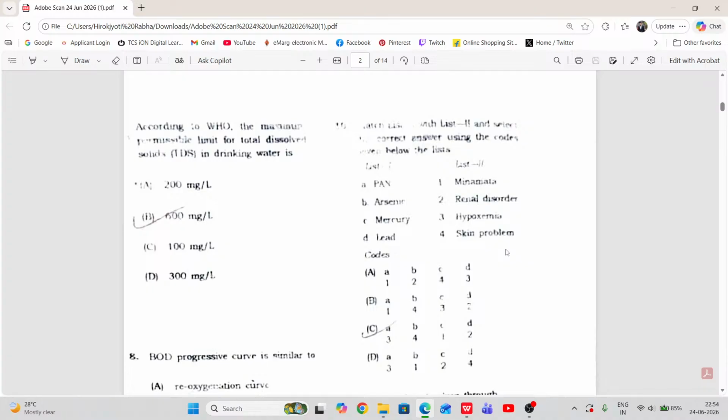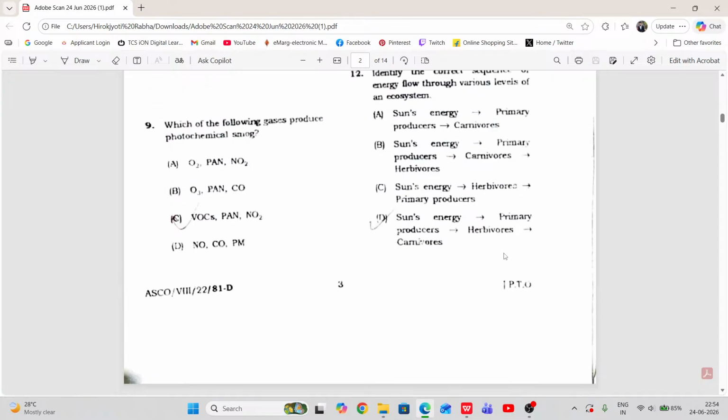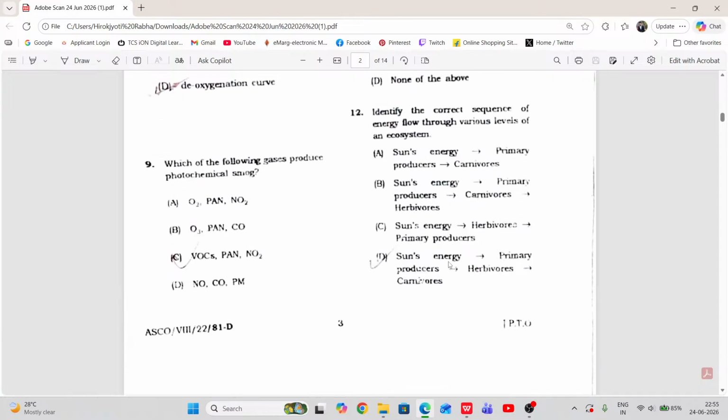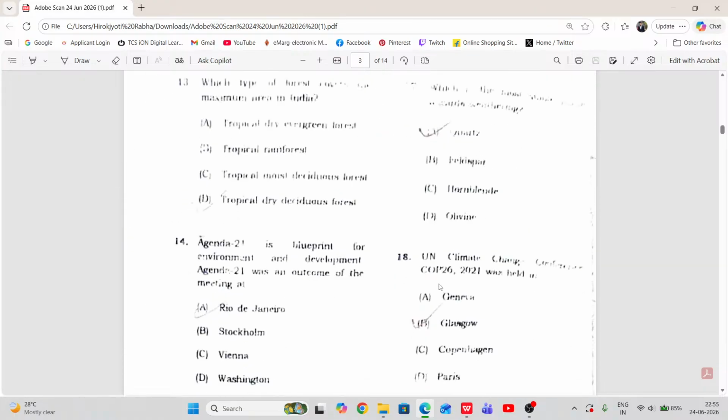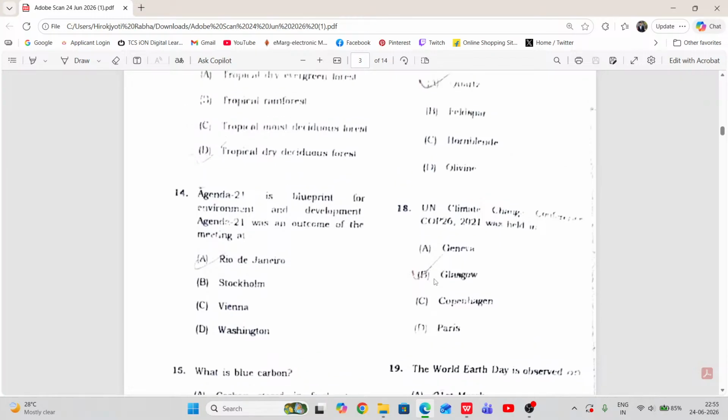Identify the correct sequence of the energy flow through various levels of an ecosystem. Sun energy, primary producer, herbivorous, carnivorous. Which type of forest covers the maximum area in India? Tropical dry deciduous forest. Agenda 21 is a blueprint for environment and development. Agenda 21 was an outcome of the meeting at Rio de Janeiro.